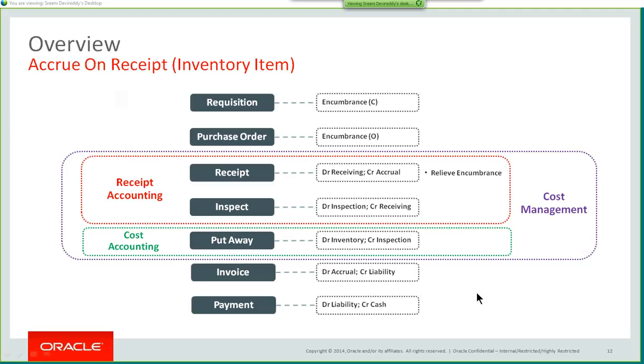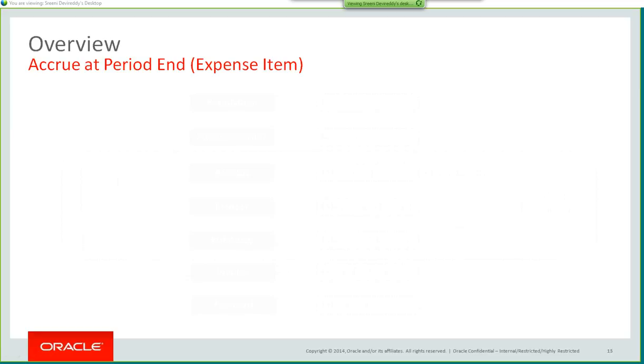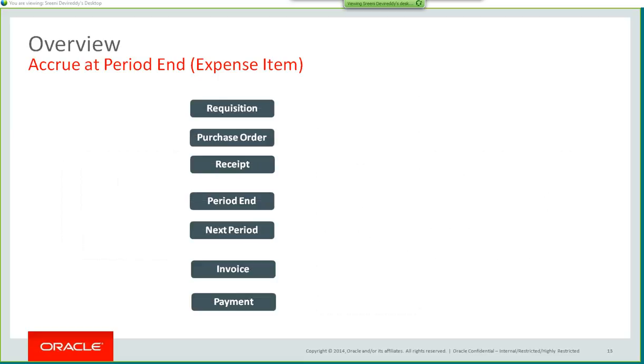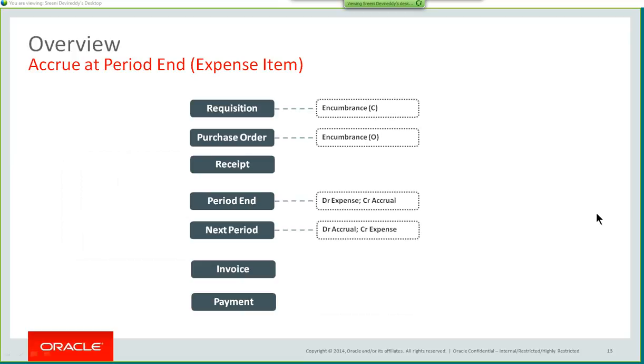Okay, now let's move on and see how about accrued period end. So what I explained was accrual on receipt. For expense items, as I said, you can choose to accrue them at period end. So here the events are requisition, purchase order, receipt, and period end, next period. So that's what would happen in case of period end. So let's see what the accounting is. It's the same case with the requisition and purchase order, the same kind of encumbrance, but at the time of receipt, there is no accounting at all. So that's why we say accrued period end, not on receipt.